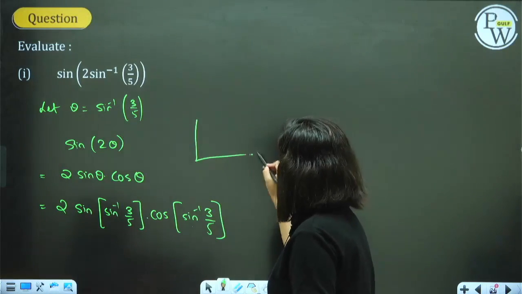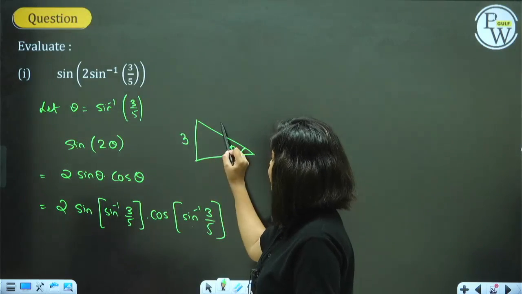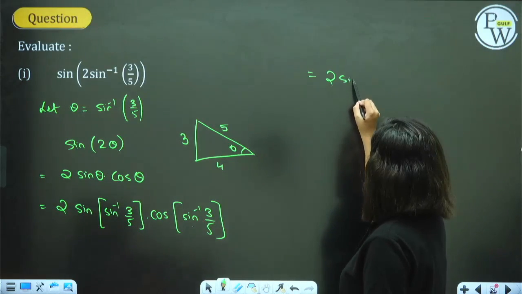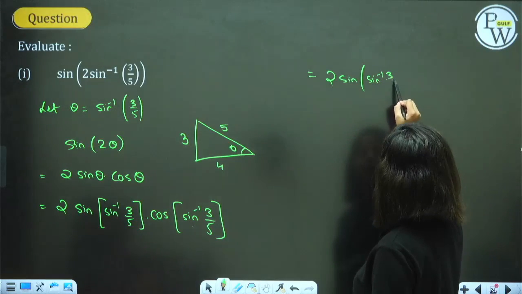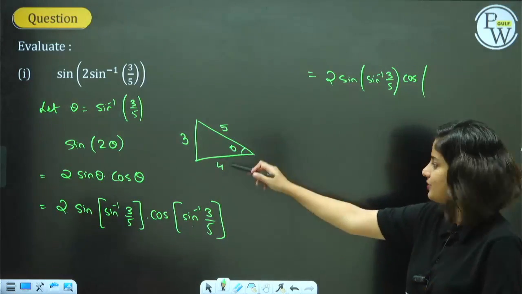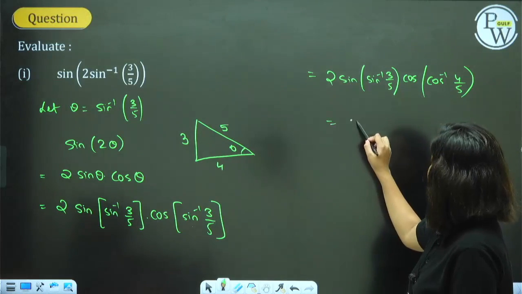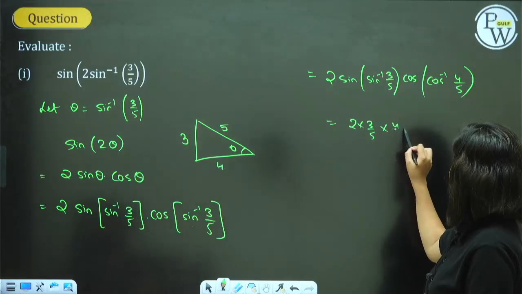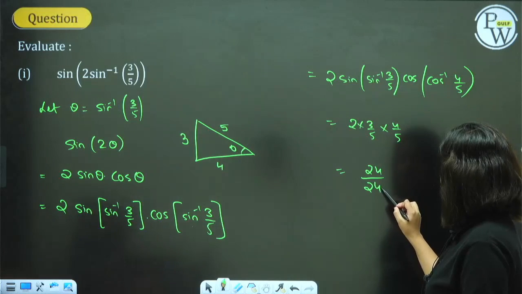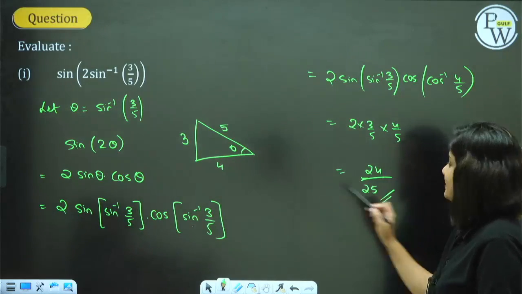How? Draw a simple triangle very quickly. Can you see? 3 by 5, opposite is 3, hypotenuse is 5, adjacent will be 4. And now substitute 2 times sine of sine inverse 3 by 5 into cos of, instead of sine inverse, from the same triangle, write cos inverse, adjacent upon hypotenuse. Sine inverse, cos inverse gone. 2 into 3 by 5 into 4 by 5. 5 5s are 25, 2 3s are 6, 4s are 24. 24 upon 25 is the answer to this question.